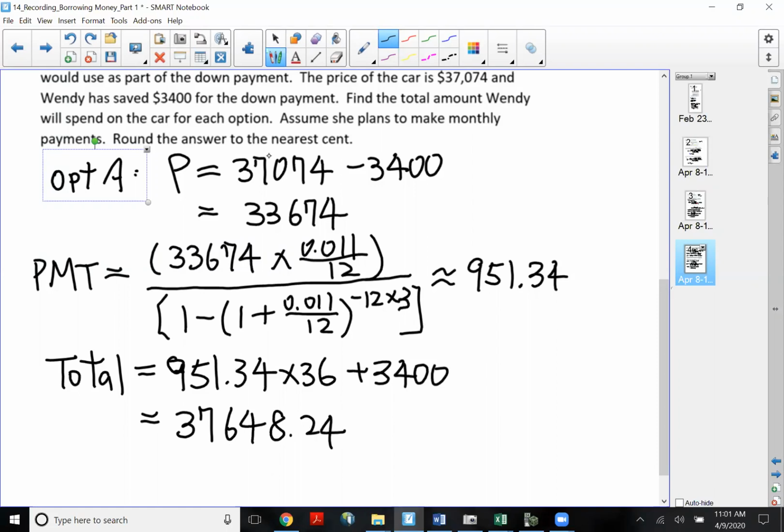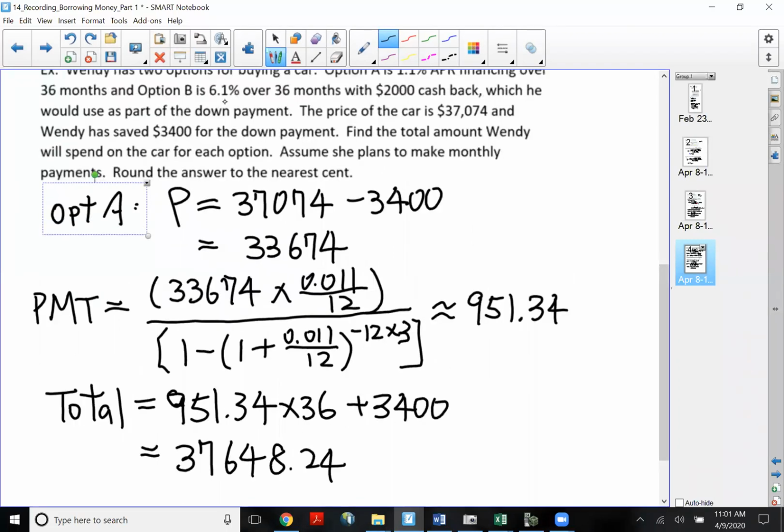Now, if you take this number and subtract out what she financed, that will tell you the total interest she paid on the car, but we're not asking for that. We're just asking for the total amount of money. All right, let's do option B. Option B is 6.1% over 36 months, but there's a $2,000 cashback.